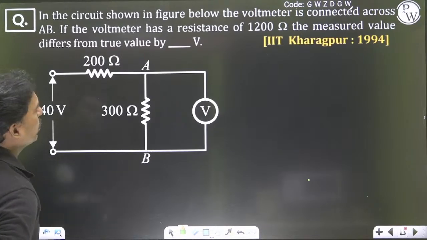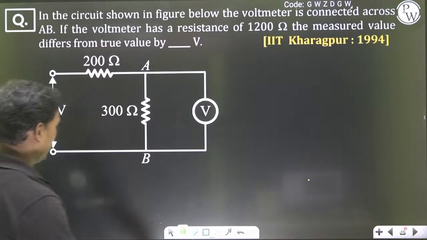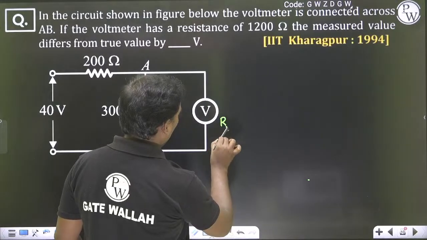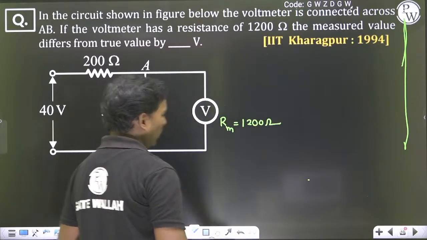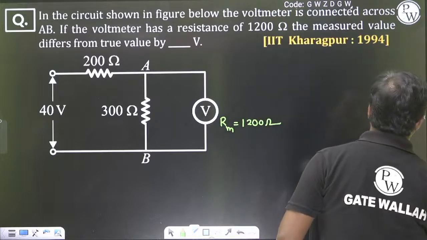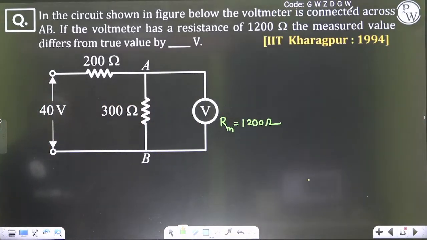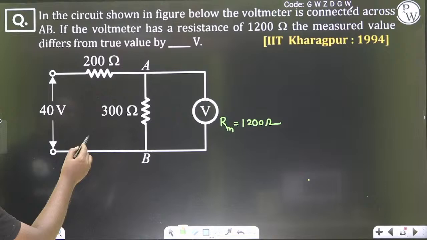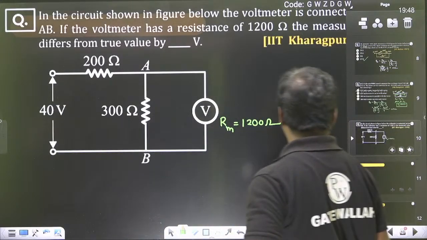In the circuit shown in the figure below, the voltmeter is connected across AB. If the voltmeter has a resistance of 1200 ohms, so the voltmeter resistance Rm is given as 1200 ohms. The measured value differs from the true value of 40 volts by what? Very good network theory question, the basics of networks.